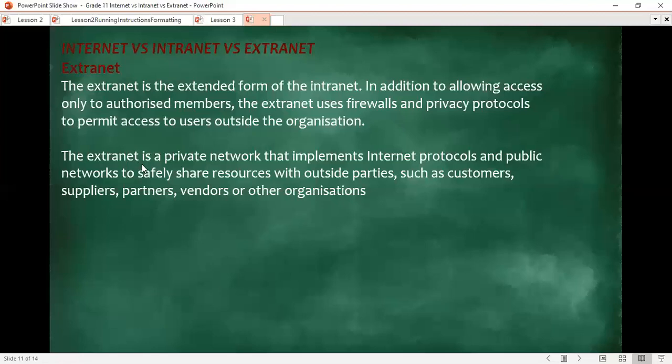The extranet is a private network that implements internet protocols and public networks to safely share resources with outside parties, such as customers, suppliers, partners, and vendors. Just like we were saying, another example of this can be a bank network.